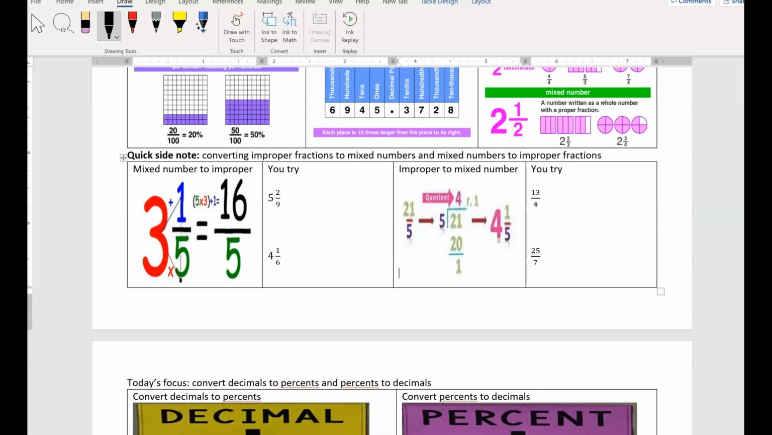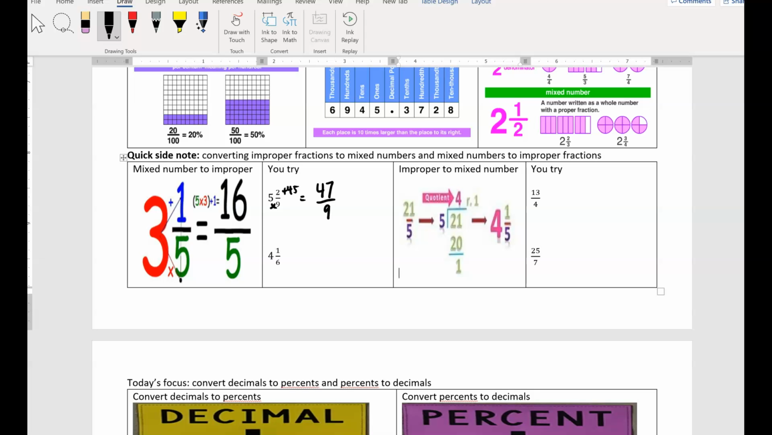So we're going to start off here. You'll notice I have a mixed number here because I have a whole number and a proper fraction. To change this to an improper fraction, because sometimes it's beneficial for us to work with improper fractions, I will multiply the whole number times the denominator and then add the numerator. So 3 times 5, and then just plus 1. That's how I get my 16, and then you just keep the denominator. So let's try here. 5 times 9, which is 45. We'll add that to 2, so I'll get 47 over 9. You try that one right there, 4 1/6.